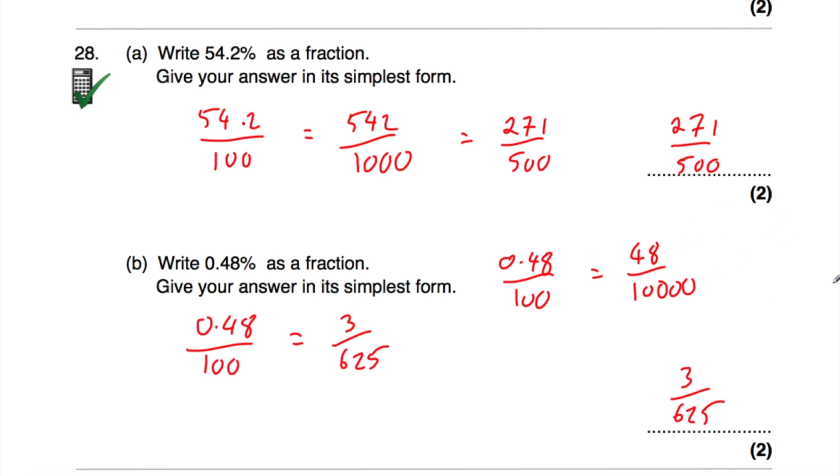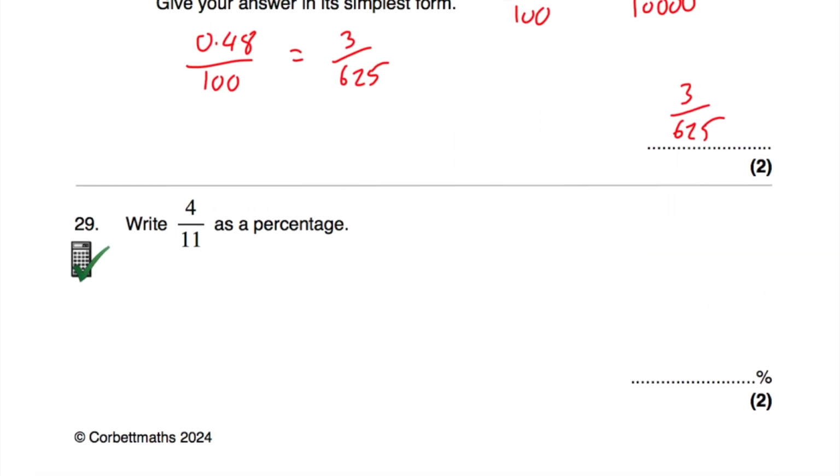Okay, let's have a look at our next question, question number 29. Question number 29 is a calculator question, and we need to write 4/11ths as a percentage. So I'm just going to do 4 divided by 11 on my calculator, and then we could change the format.